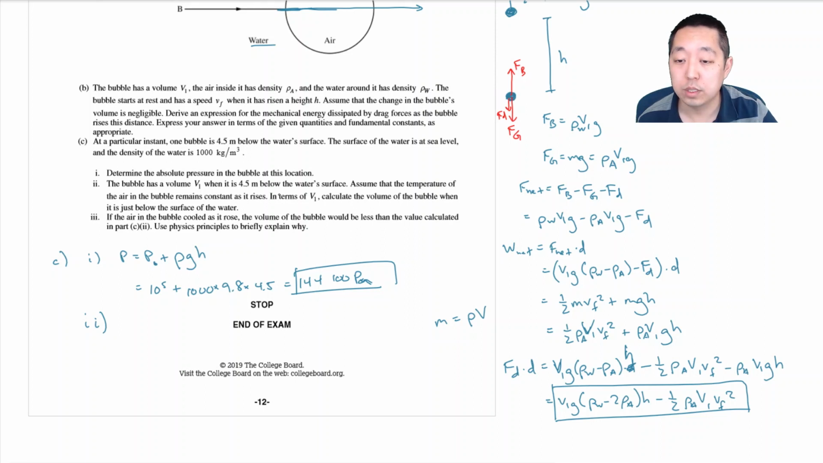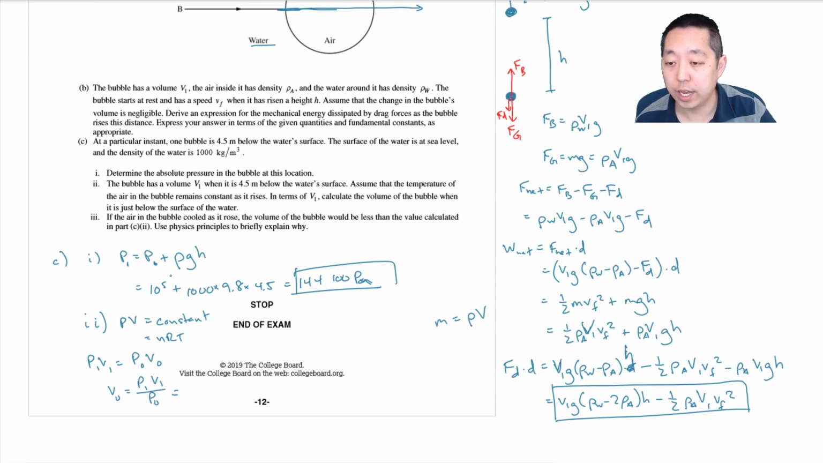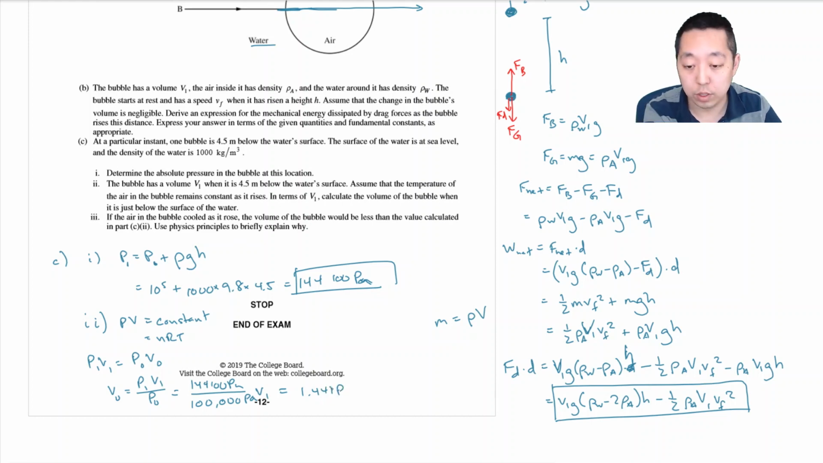The bubble has a volume V1 when it is 4.5 meters below the water surface. Assume the temperature of the air remains constant as it rises. In terms of V1, calculate the volume of the bubble just below the surface of the water. So PV is a constant, right? Because it's equal to nRT, and if temperature is constant, then this whole thing is constant. So that means P1 V1 is equal to P0 V0. V0 would equal P1 V1 over P0. Pressure P1 is 144,100 pascals. The pressure P0 is 10 to the 5th, which is 100,000 pascals, times V1, and so that equals 1.441 V1.